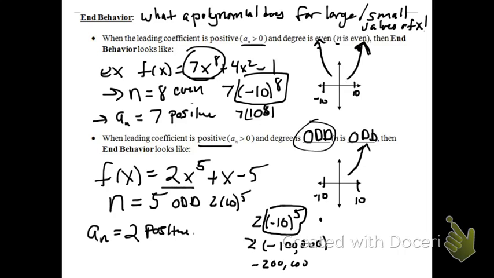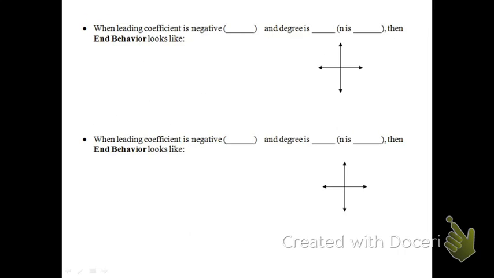Now the graph is going downwards like that. So the end behavior in this case looks like this. It goes up and to the right and down and to the left. There's a couple more cases we're going to look at on the next slide, starting with now leading coefficients that are going to be negative.